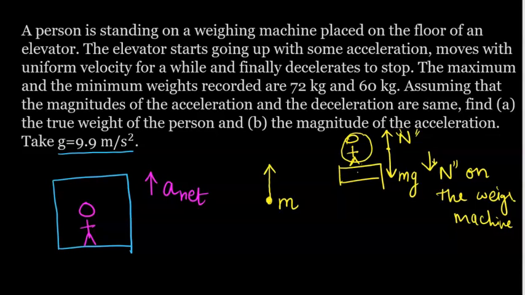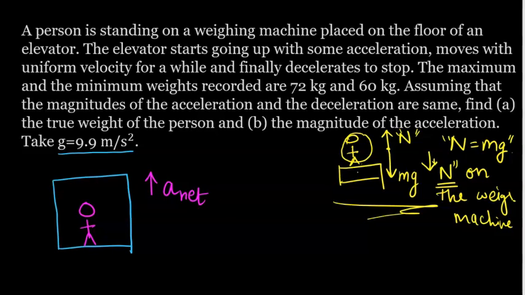So this N force is the normal reaction exerted by the person on the weighing machine, and that is the weight of the person, because N is equal to mg. So N is equal to mg when the system is not accelerating. But this will not be the case here. Here there will be a different case, so let us see how to do this particular problem.